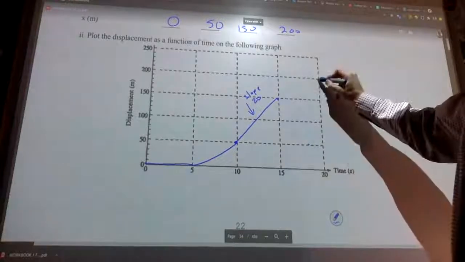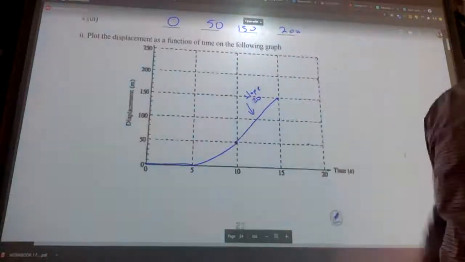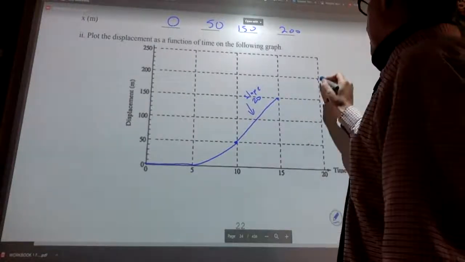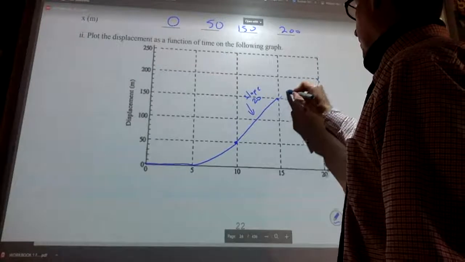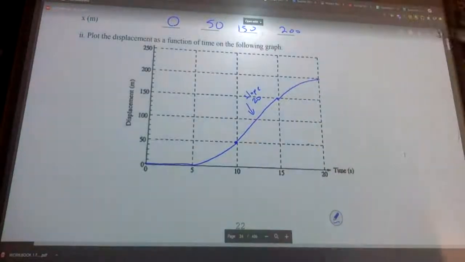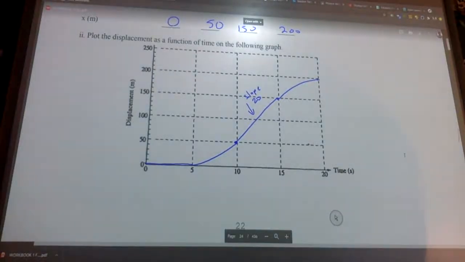And then finally, I'm going to slow down. So I have a deceleration from 150 to 200. My final slope should be a horizontal line. So I'm going to curve it there. So that's what my displacement would look like. And I want my slope there to be close to 0.